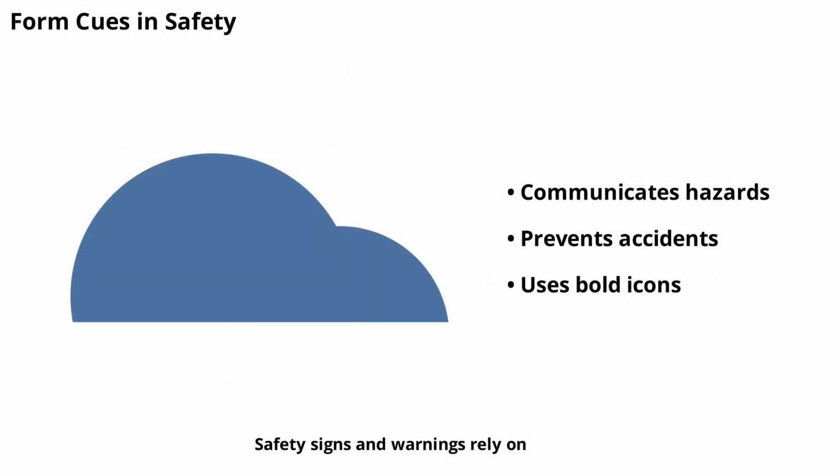Safety signs and warnings rely on clear form cues to communicate hazards quickly. Bright colors, bold shapes, and simple icons ensure that important information is noticed and understood, even from a distance. This use of form cues can prevent accidents and save lives, making them a critical part of public safety.